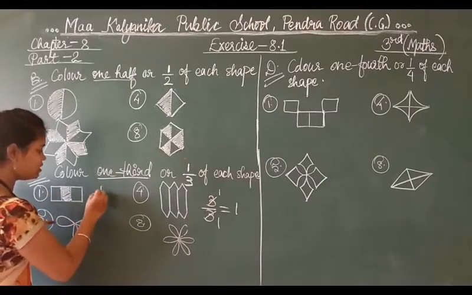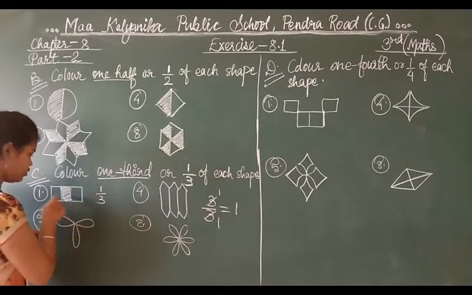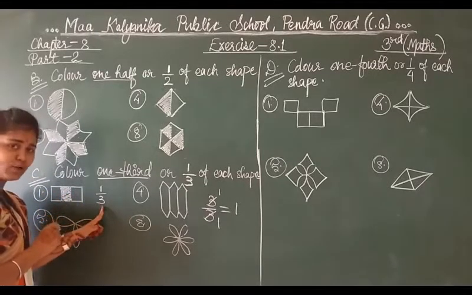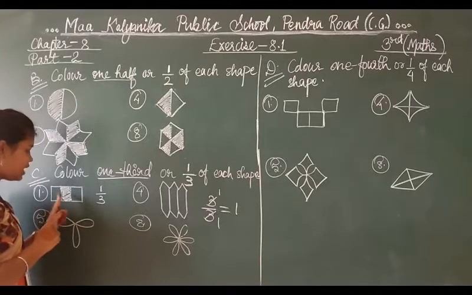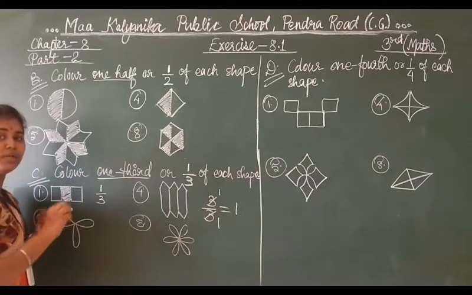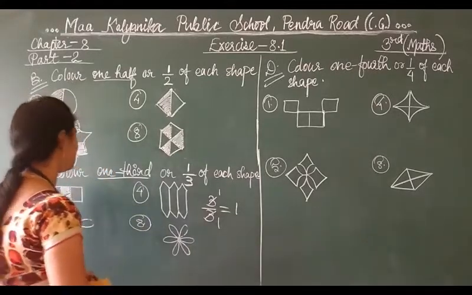As we are writing 1/3, 1 is colored and the total is 3: 1, 2 and 3. Understand it like that. 3 is the denominator. 3 portions are there: 1, 2 and 3. 3 parts are there. 1 is written means only 1 is colored, or you can say only 1 is the shaded portion.